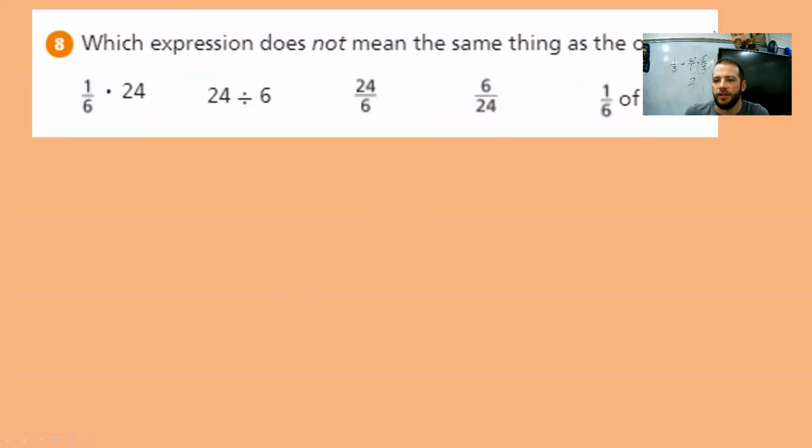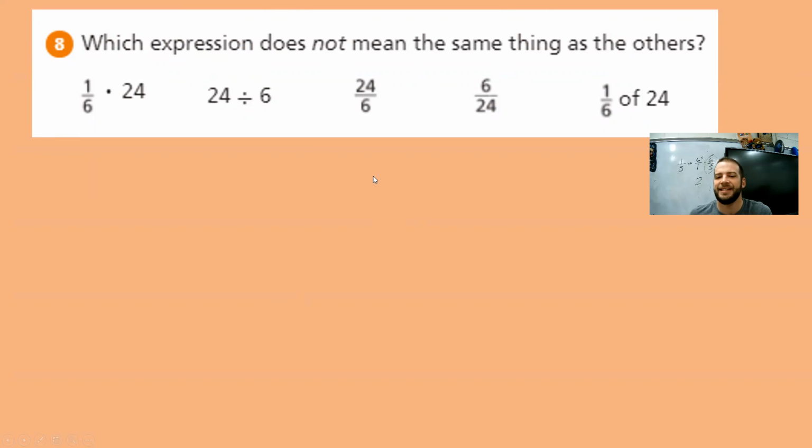So let's kind of look at this. One of these is not the same as the other. To me, it's clear because all of them are worth more than a whole except for one very obvious one, right? 1/6 times 24 over 1. It's 24/6. 6, 12, 18, 24. So this answer is 24/6, which is 4.